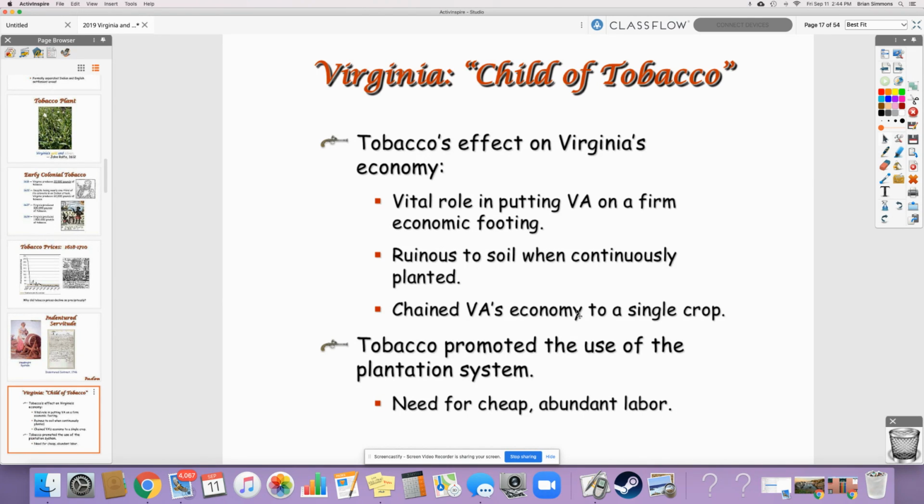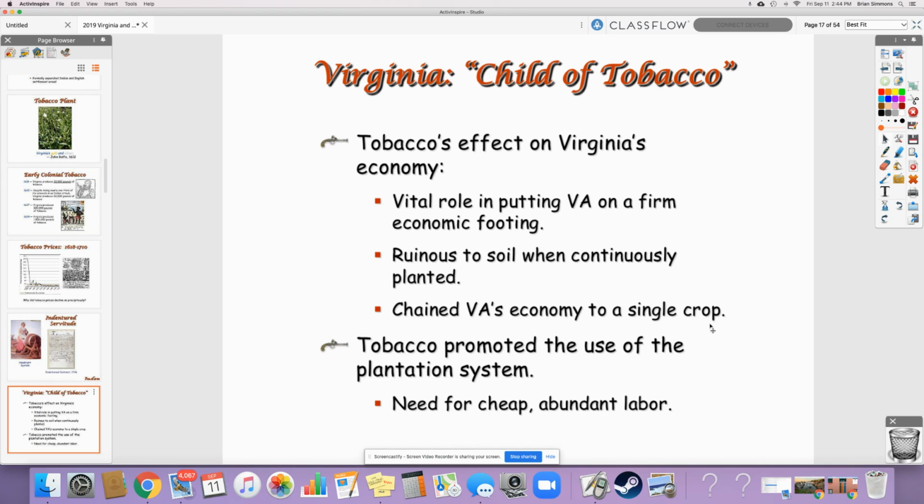It's going to chain Virginia's economy to a single crop, which is disadvantageous if there's a flood or a drought or some sort of insect infestation that could be destroying the tobacco. Because then if the crops are destroyed, then all profits for that particular year are destroyed. However, despite that negative impact, it still will make Virginia a viable place to be.